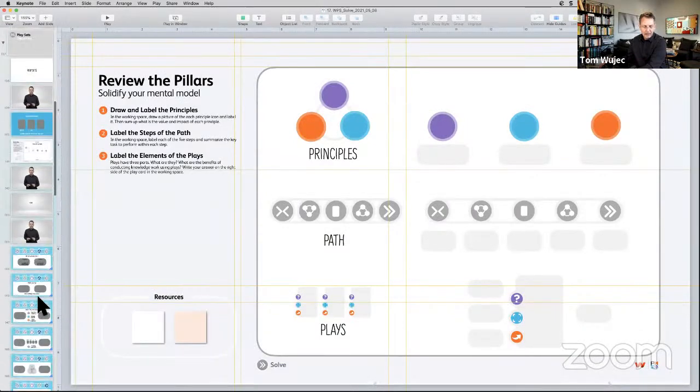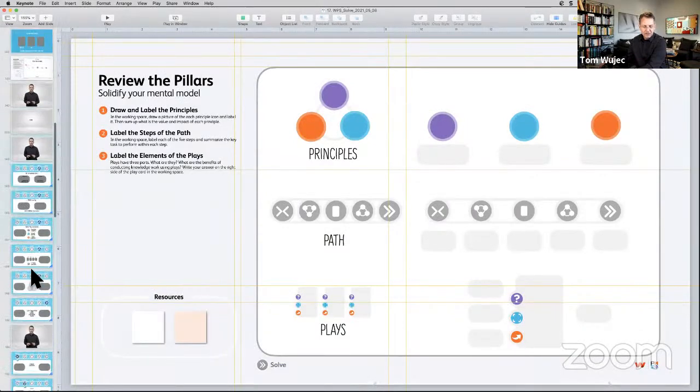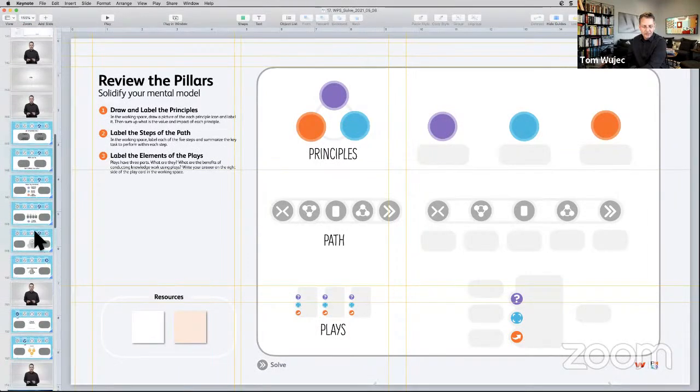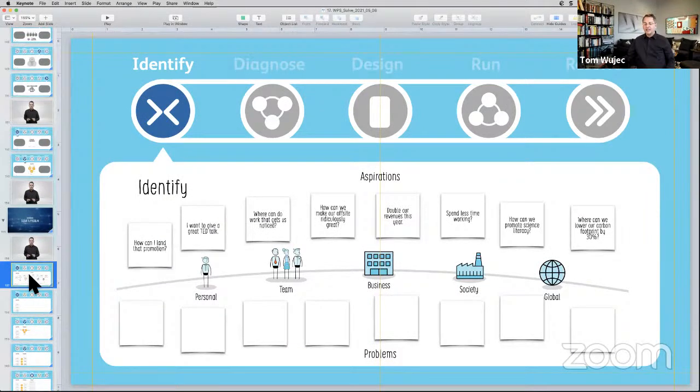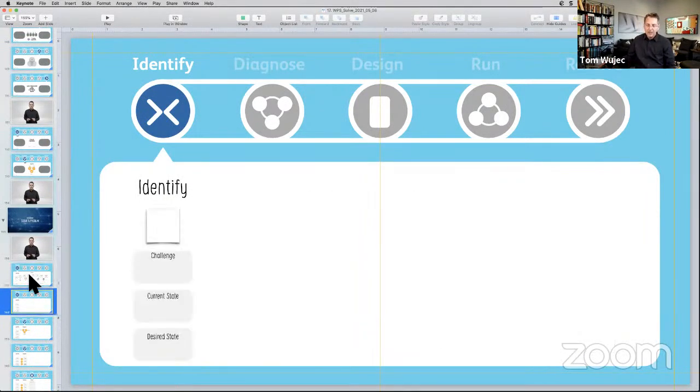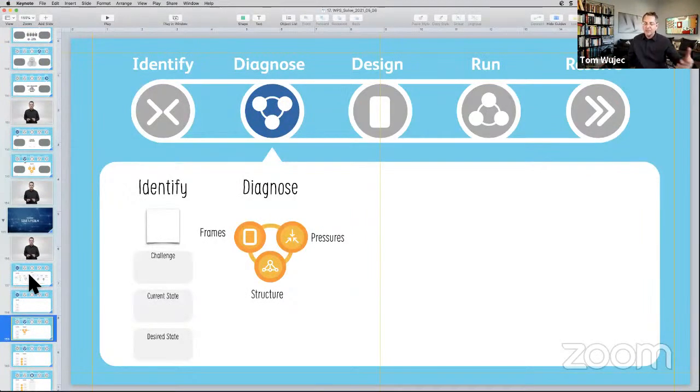A kind of generalized path, if you will, where we go through identifying the problem as we did, or the name of the problem, and then diagnosing it. In fact, there's a framework for trying to diagnose the frames of reference, the pressures bearing down, is it an urgent problem or not urgent, and then the underlying structure of a problem.